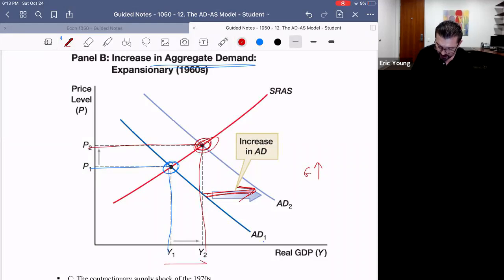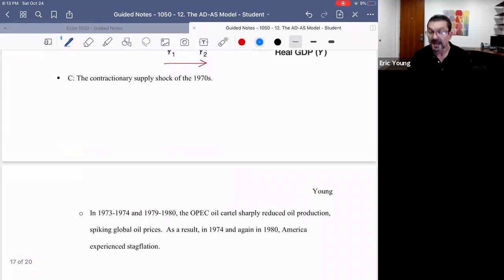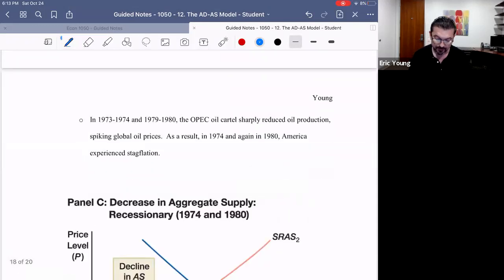Now, we did have much more output, but we also had some inflation, an increase in the price level. Okay, so that was an American episode in the 1960s. A decade later, in the 1970s, we had one that really hit our country hard. This was the contractionary supply shock of the 1970s.